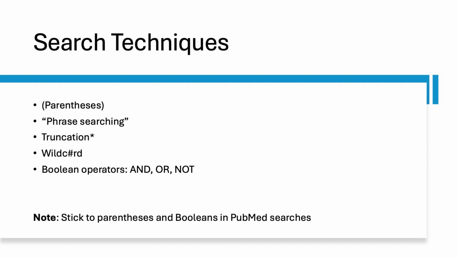First is using parentheses. Searching in a database is kind of like a math equation. If you remember PEMDAS from earlier math classes, you can use parentheses to kind of cordon off a portion of your search and make sure that it's working correctly with the other parts. We'll do a little demonstration of this coming up. The second is phrase searching. That's using quotation marks around a multi-word phrase to make sure that it is searched together as a phrase.